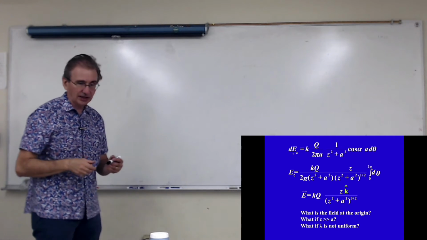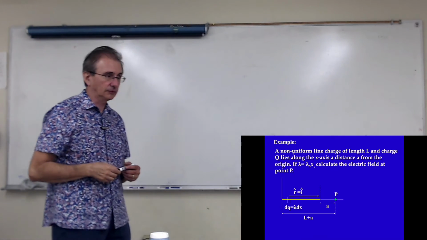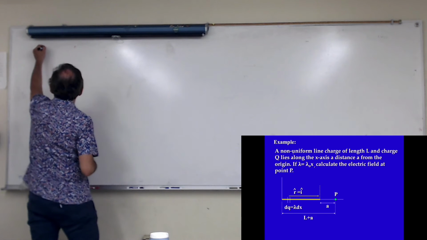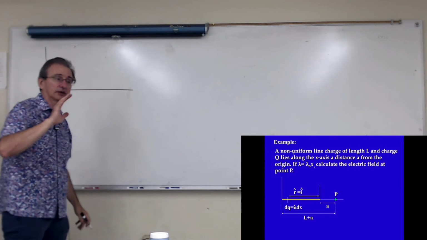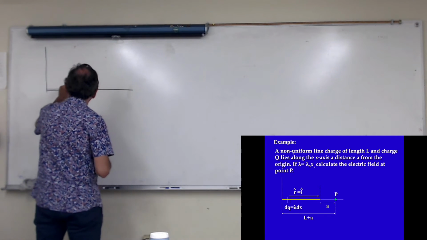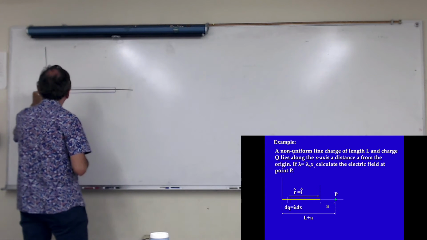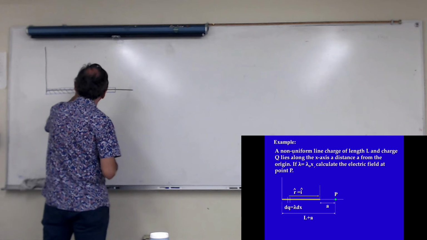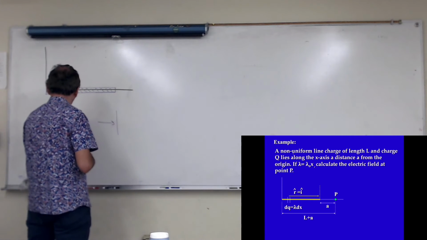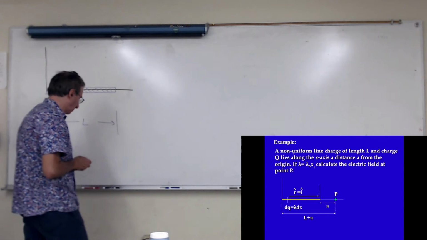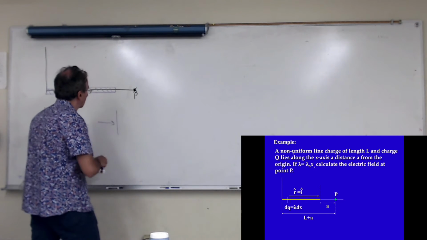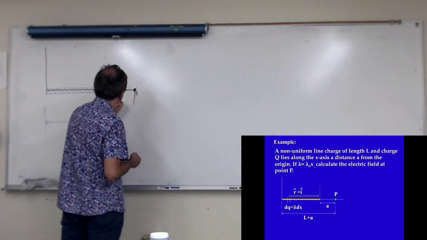Okay, so this next one, we have the rod again, and it's of length L. So let me draw the rod again. This is the rod we finished the other day. Except the one I did the other day, the charge density was uniform. This one is not. So its length is L. We want to determine the field at some point P, some location P, that's a distance A from the end of the rod.